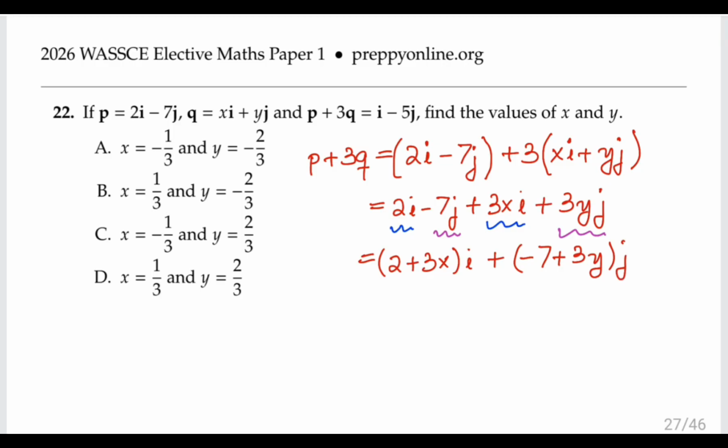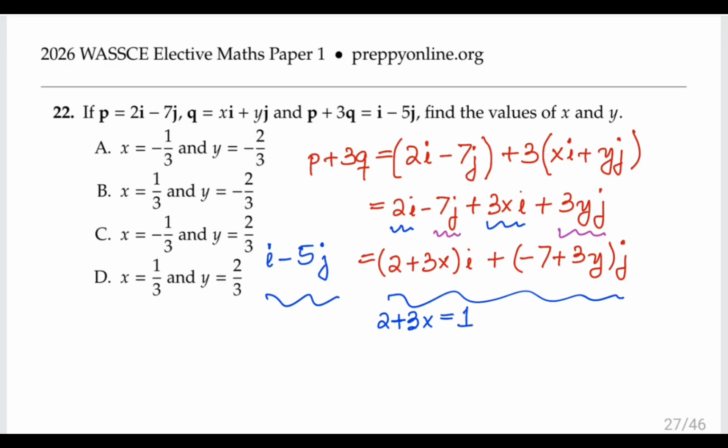That's for the j's. So we have something i plus something j, and that's supposed to be equal to i minus 5j. So this is equal to that. If that is the case, then comparing coefficients of i and j, we have that 2 plus 3x is equal to 1.